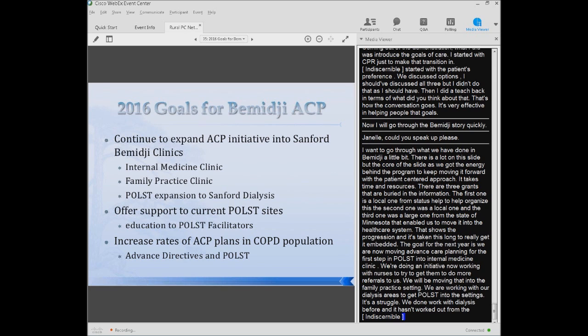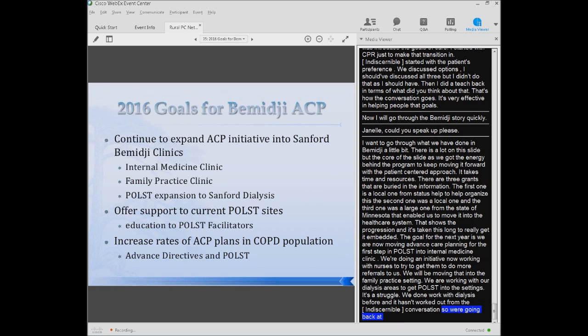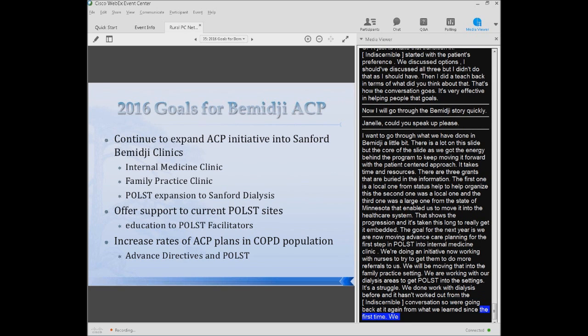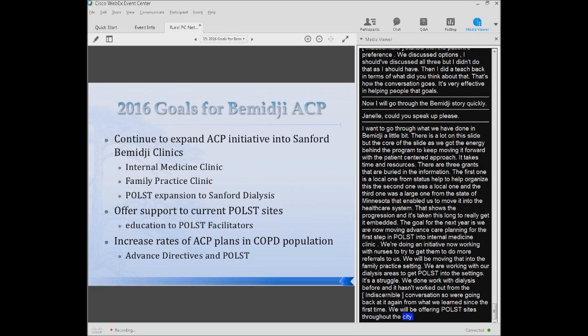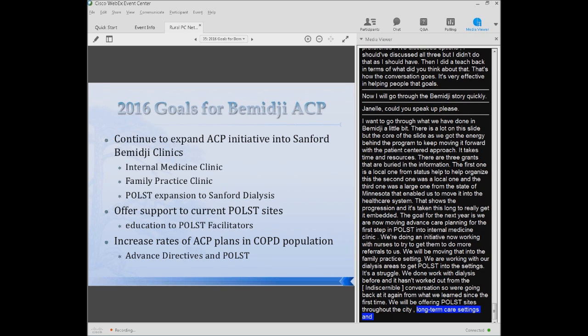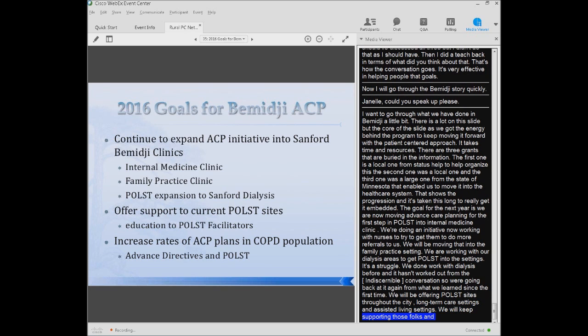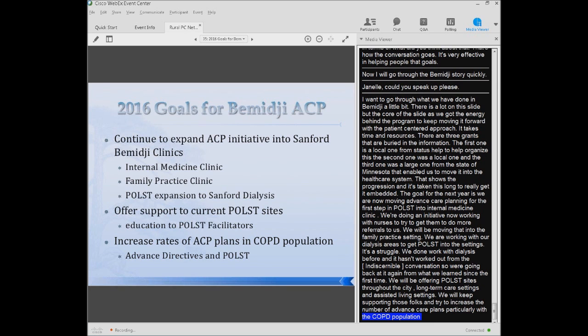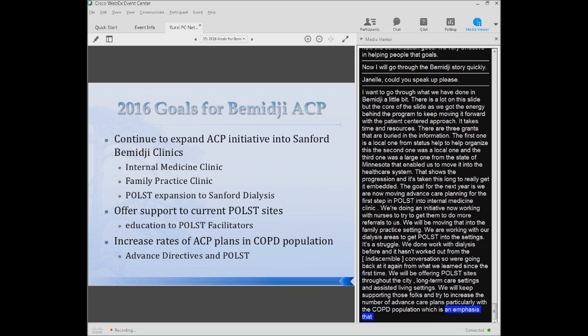And we're going to be offering, we have POLST sites throughout the city, long-term care settings, assisted living settings, and we'll keep supporting those folks. We're also going to goal to increase the number of advanced care plans, particularly with our COPD population, which is an emphasis that Stanford Health is now moving forward, and it really fits with us, and so really dovetailing with that and using that energy from that.